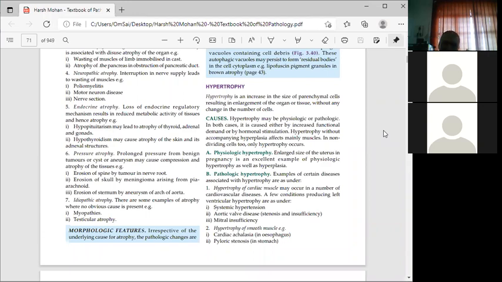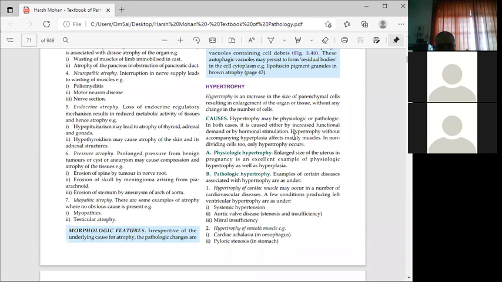Causes of hypertrophy. Hypertrophy may be physiologic or pathologic. In both cases, it is caused either by increased functional demand or by hormonal stimulation.